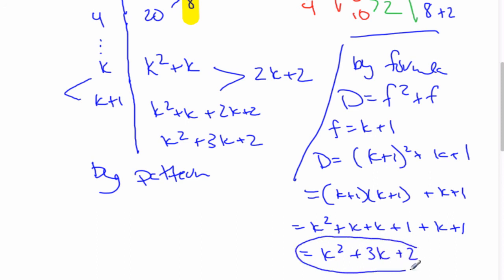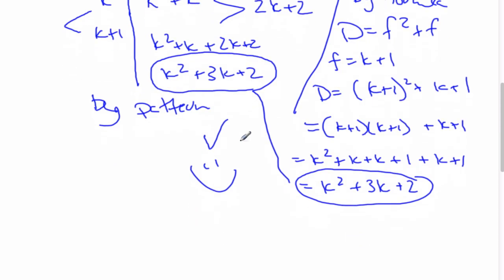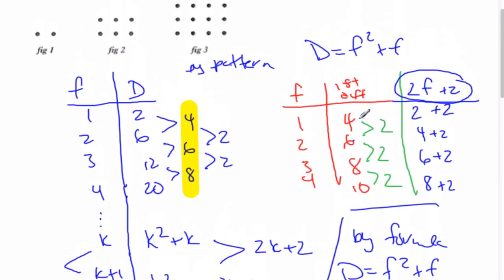Which is the same as the one that we found by pattern. So we know that we have justified our formula. Hooray. So in doing this one, we found a pattern on the first differences.